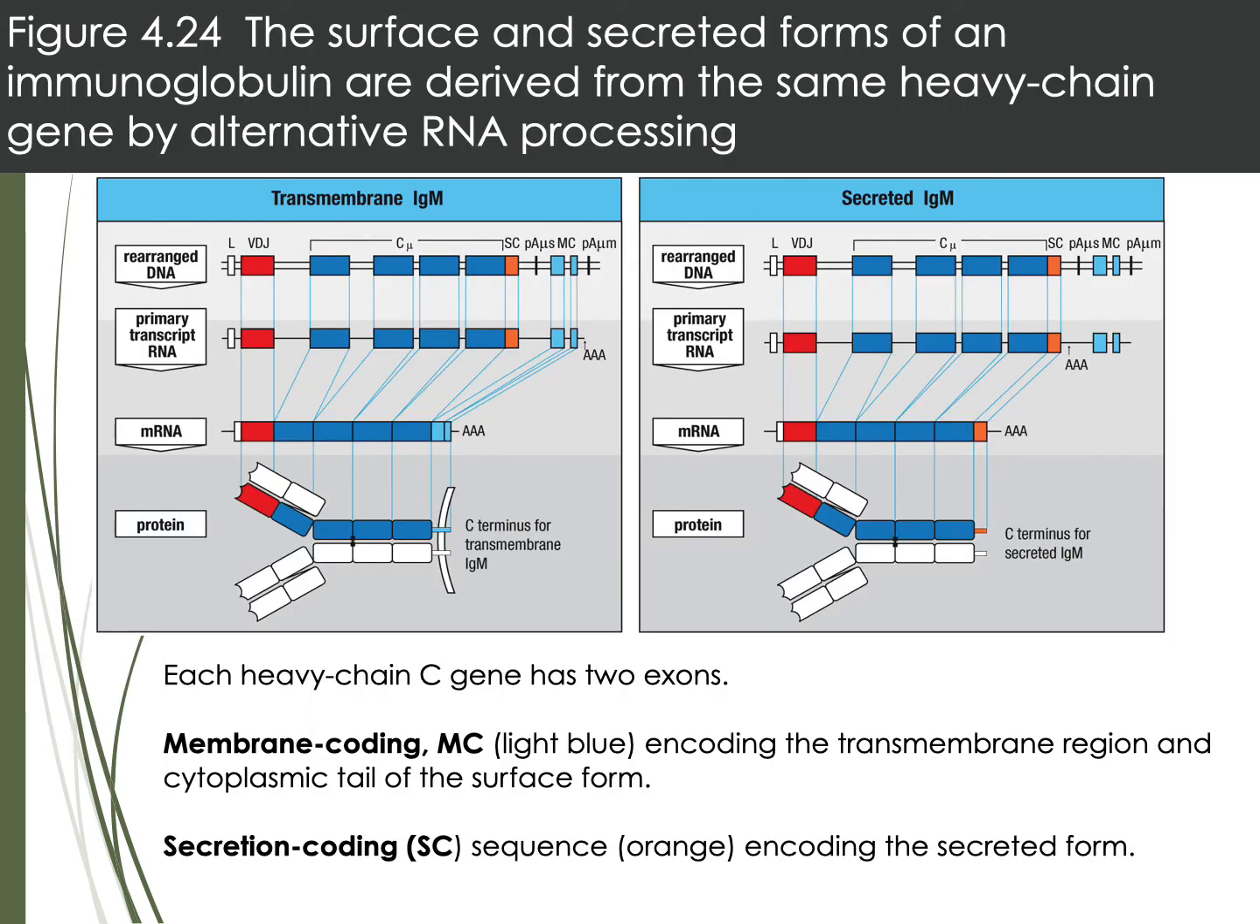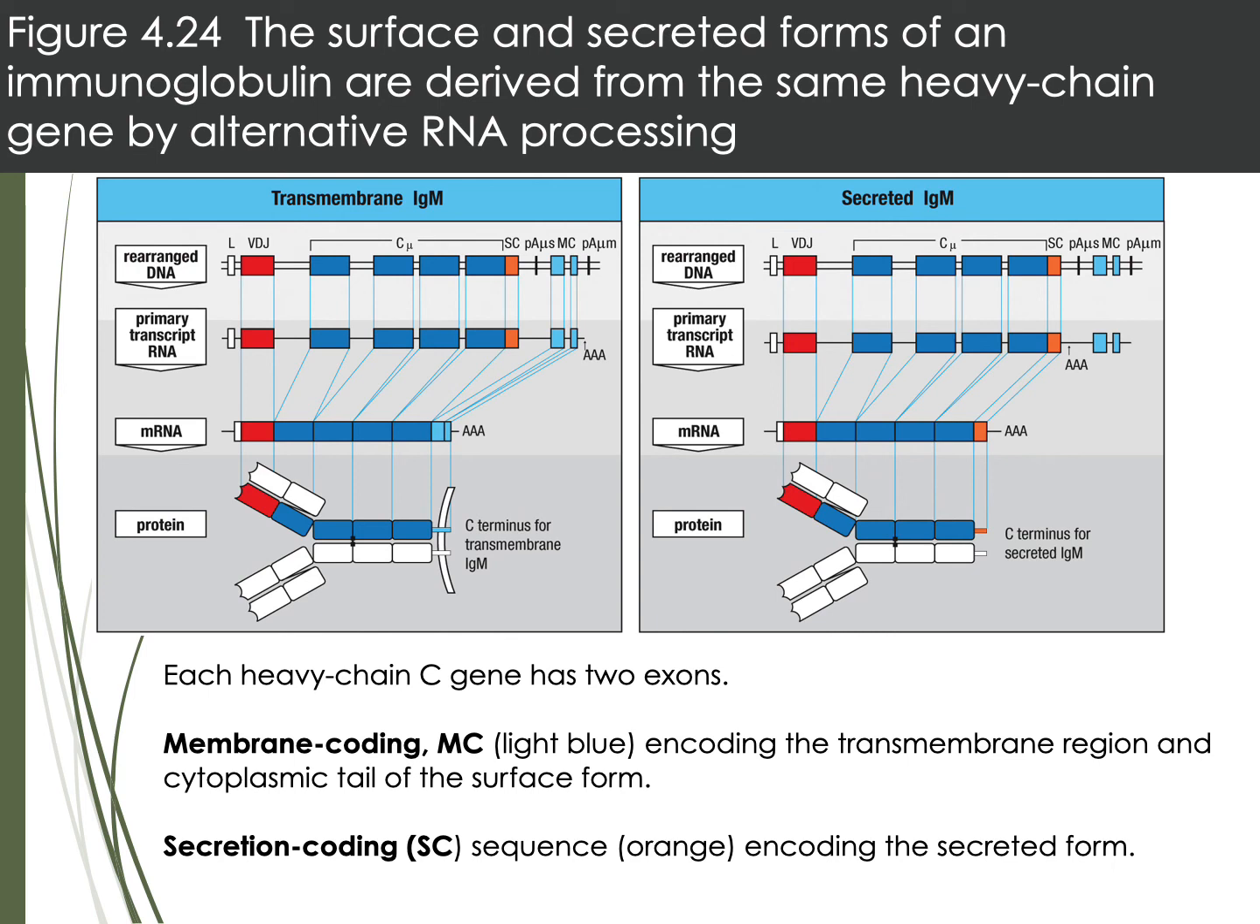With antibodies, they're able to either be membrane bound or secreted. This is also done by RNA processing. You can see here how we have this orange portion on the transmembrane when we're looking at the coding. When we are making the messenger RNA, if we splice out that portion, it leads to the expression of a transmembrane portion. So this leads to a transmembrane IgM, which is going to be membrane bound.